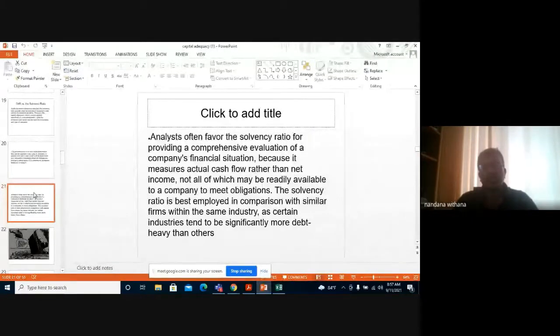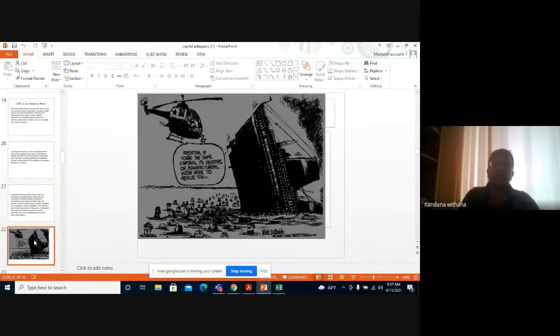The solvency ratio is best employed in comparison with similar firms within the same industry, as certain industries tend to be significantly more debt heavy than others. So when you compare solvency ratios, you check your industry's solvency margins, not other industries. Certain industries, the solvency is different. Your profit margins, the way you behave, the assets, these are different from industry to industry. So you compare with your industry.